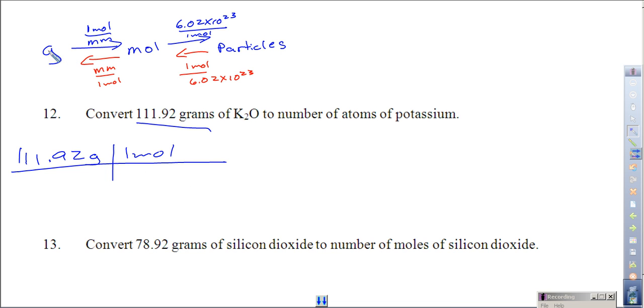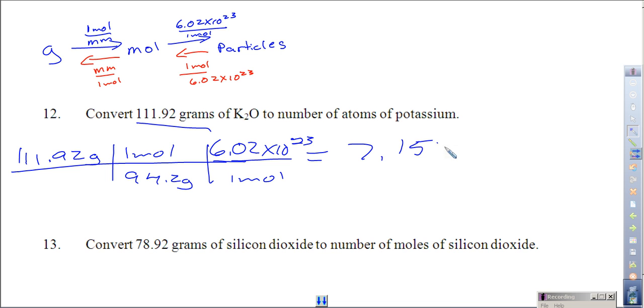Whenever you see these problems, start with 11.92 grams of K2O. You're starting in grams and going to moles, so it's 1 mole over the molar mass of K2O, which I believe is 94.2 grams. Now we're in moles, so what's our last step to go to particles? 6.02 times 10 to the 23rd divided by 1 mole. You end up getting 7.1524 times 10 to the 23rd units of K2O.